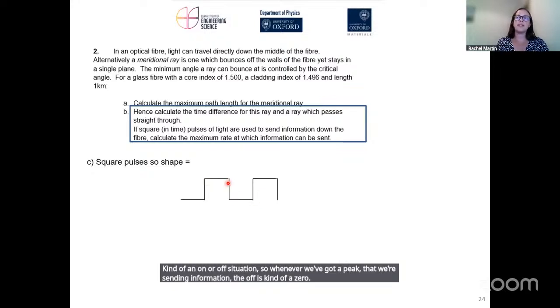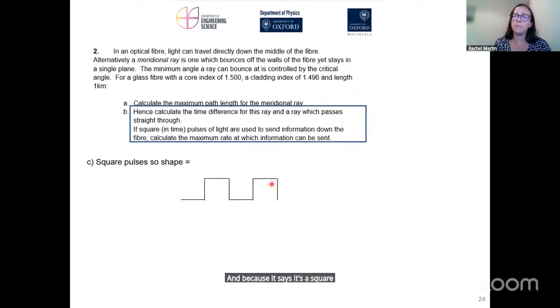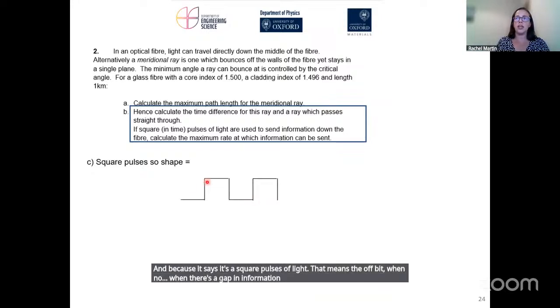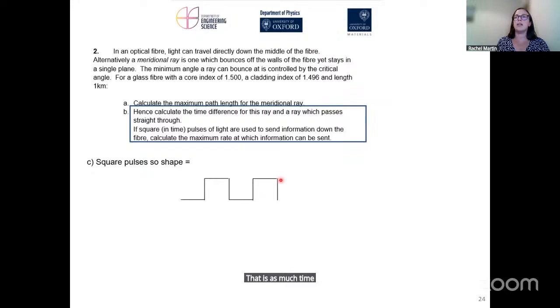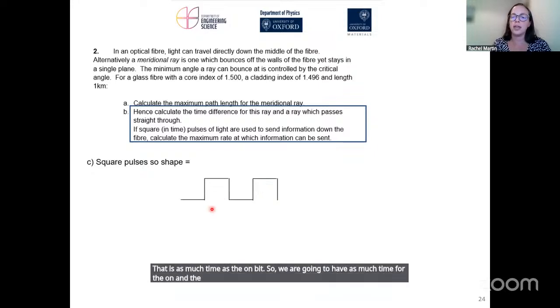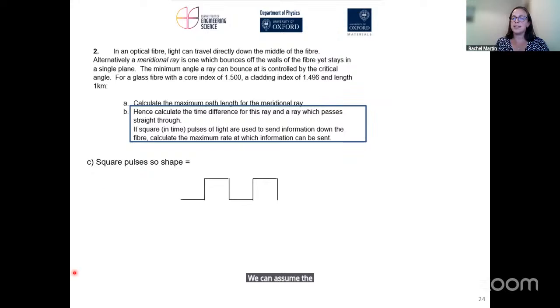And because it says it's square pulses of light, that means the off bit, when there's a gap in information, is as much time as the on bit. So we are going to have as much time for the on and the off, and we've got that square peak. We can assume the gap will be the same size as a pulse in the square wave.